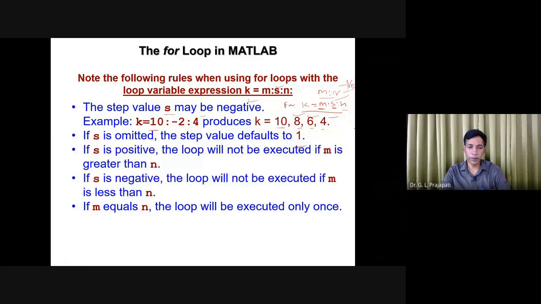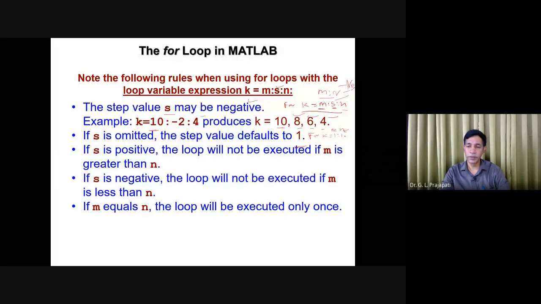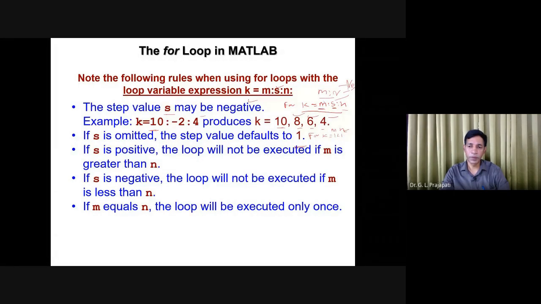And if M equals N, if both values are the same, then the loop will be executed only one time. So if you say for k is equal to 1:1, the loop will go only one time. Next time, once you increment, it becomes more than 1. So if n becomes more than m, then your loop is not going to execute because s is positive here.